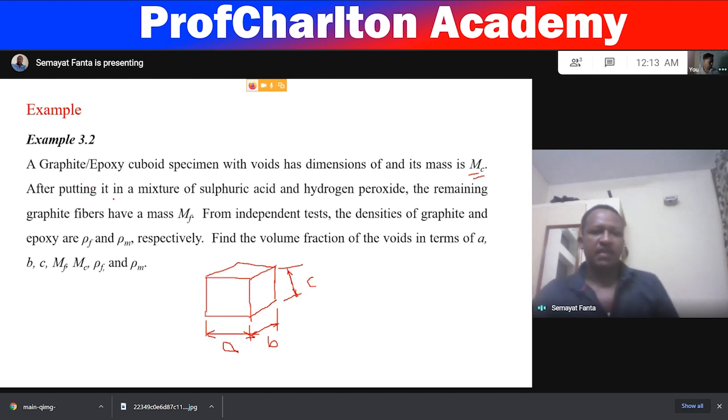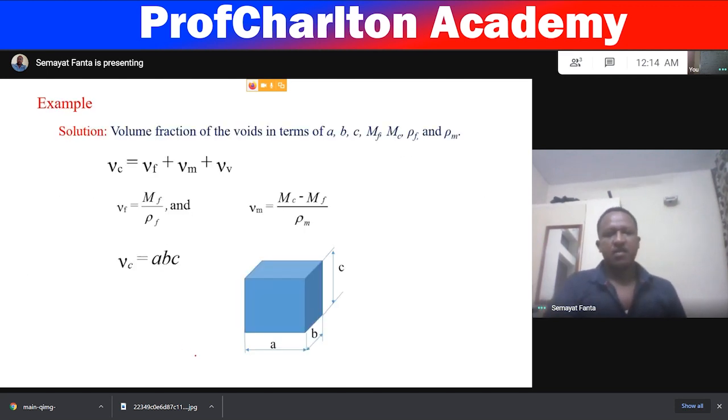After putting it in the mixture of sulfuric acid and hydrogen peroxide, the remaining graphite fibers have a mass of MF. From independent tests, the density of graphite and the epoxy are given as rho of F and rho of M respectively. So find the volume fraction of voids in terms of A, B, C. A, B, C are the dimensions.